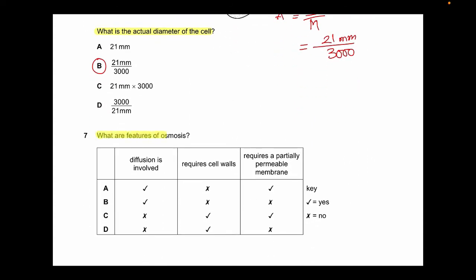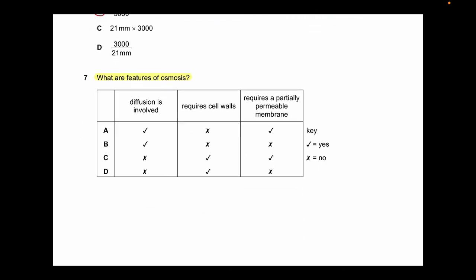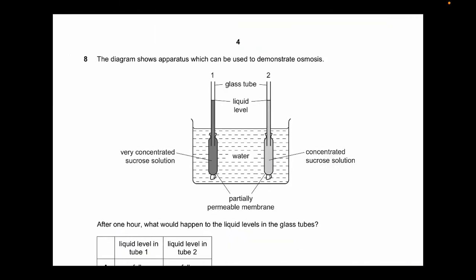What are the features of osmosis? We know osmosis is the movement of water from a region of high water potential to a region of low water potential. So definitely diffusion is involved. It does not require a cell wall, so cross for cell wall. Requires a partially permeable membrane, yes. So option A is the correct answer.